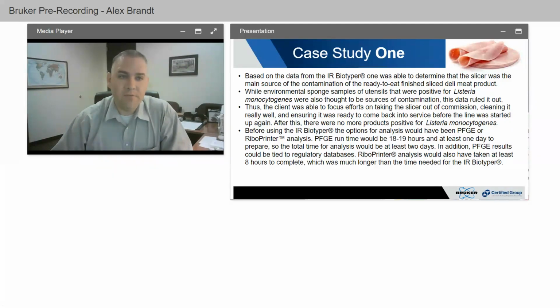So in this case, the IR Biotyper was able to take those isolates, quickly get similarity analysis comparisons done with them, and help the customer arrive at a solution to the issues they were seeing with regard to contamination. Time is money in food production, and so this was able to help very quickly with regard to time.